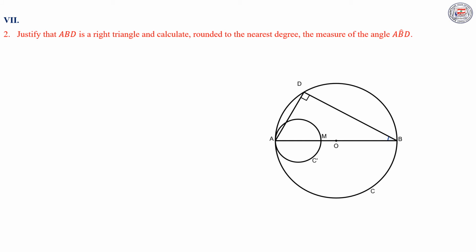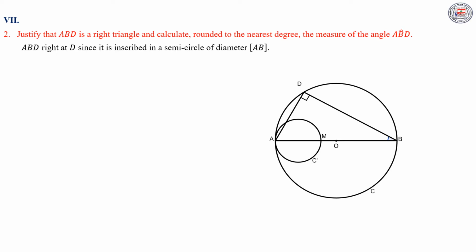In part 2, justify that ABD is a right triangle and calculate, rounded to the nearest degree, the measure of the angle ABD. First of all, we have to prove that ABD is a right triangle. ABD is right at D since it is inscribed in a semicircle of diameter AB. We still have to calculate the measure of the angle ABD rounded to the nearest degree. Then we have to use one of the trigonometric lines, the sine, the cosine, or the tangent.